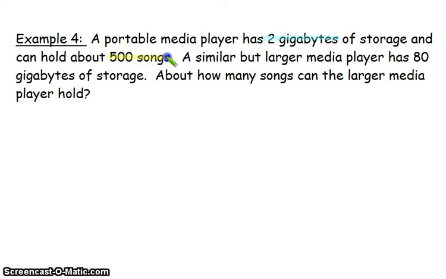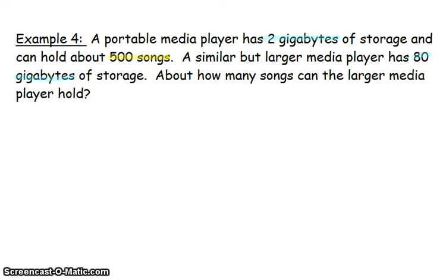holding 500 songs. Now, if I read further, the next sentence says a similar but larger media player. So I'm actually moving away from that ratio. I'm starting with another media player. It has 80 gigabytes of storage. Okay, well, in comparison to the last sentence, I'm going to go back to my blue highlighter here. This media player has 80 gigabytes of storage. So what my brain is saying, okay, the first media player only had 2 gigabytes and held 500 songs. This one has 80 gigabytes. It's going to hold a whole lot more.